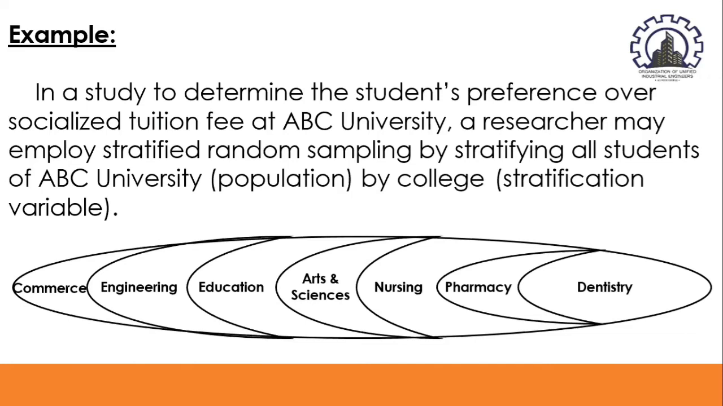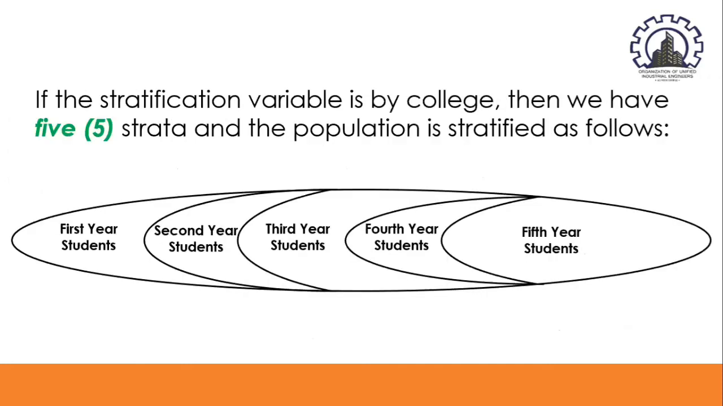Now, since we have already identified our stratification variable, which is by college, then we have 5 strata, and the population is stratified as follows. So these are our 5 strata. We divided it into subpopulations. So we have first year, second year students, third year students, fourth year students, and fifth year students. Okay, so this is the stratified random sampling technique.